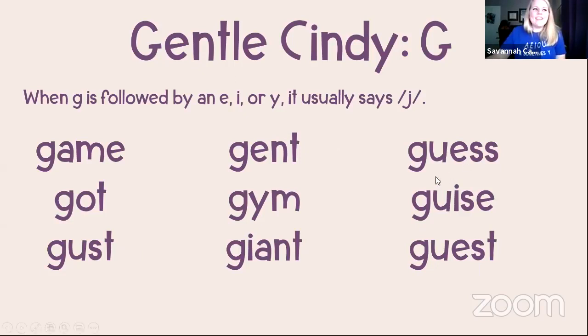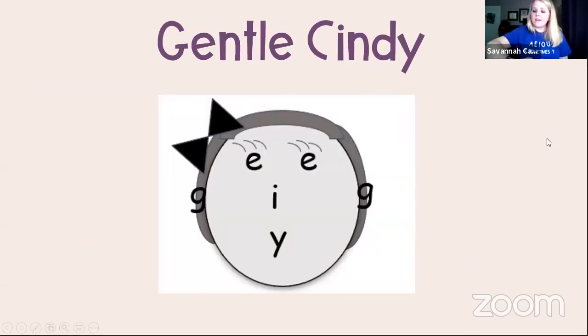The reason there is a U is because it keeps the G a hard sound. Absolutely. If we did not have this U here, it would be a soft G sound. So the U is this like vowel blocker that we put in there so that it keeps a hard sound. Great job, y'all. You can also do pictures of Gentle Cindy. This is one that I did on the computer. You can see her eyes are E, I, Y, and you can do her ears to be a G or a C.